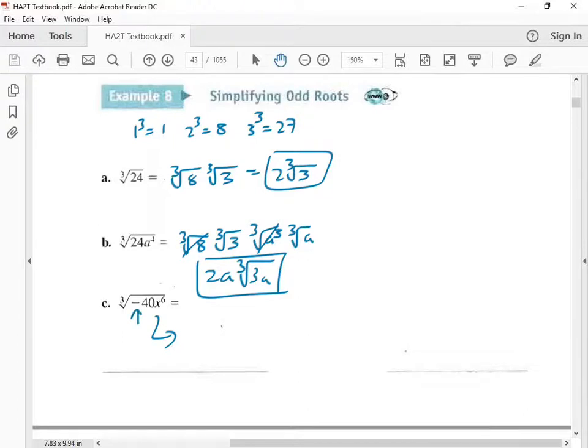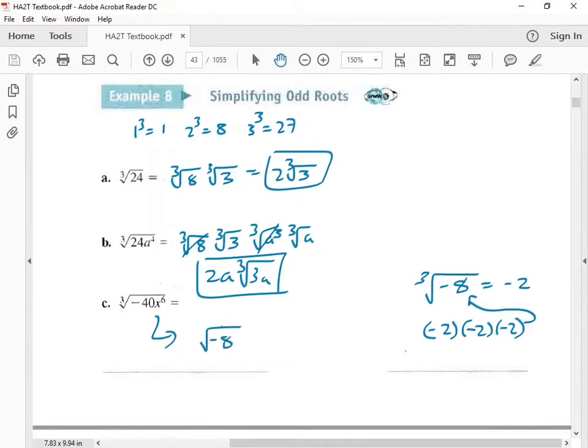Finally, the last one. We got a negative inside there, but that's okay because we have an odd root. Yay, odd roots. You can always have negatives inside of an odd root. Let's take, for example, our friend the 8. If I had this, that would be a negative 2. Why? Because negative 2 times negative 2 times negative 2 would equal negative 8. So I'm looking at this negative 40 and I'm recalling that negative 8 divides that.